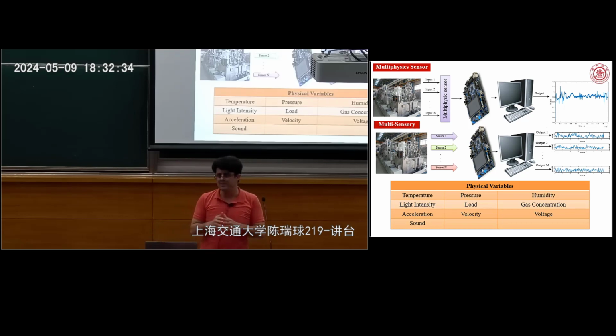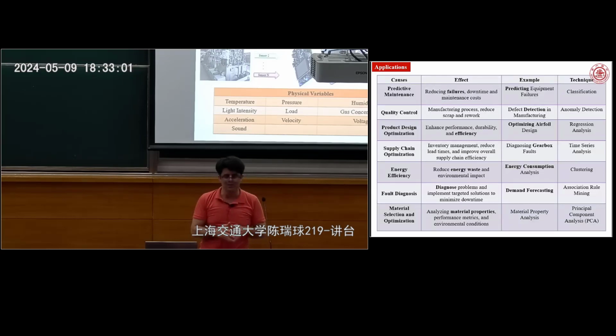Finally, physical variables in this table were categorized in fluid mechanics, such as temperature, pressure. In solid mechanics, about vibration, acoustics, displacement, velocity. So all of these variables are most important if you want to get data. After these, you can analyze with so many data mining techniques.